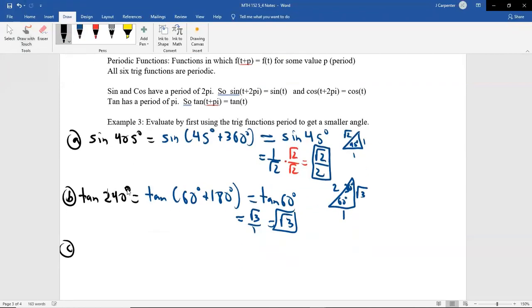Finally, C, we are going to do the secant of 1500 degrees.